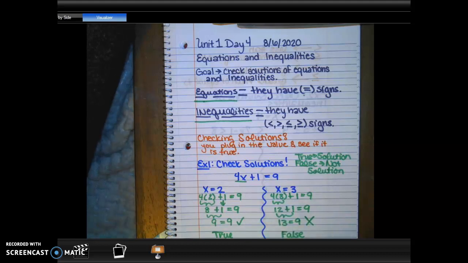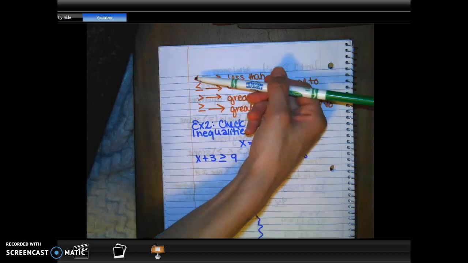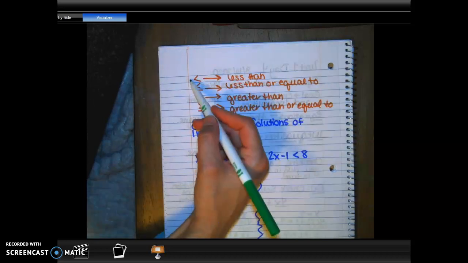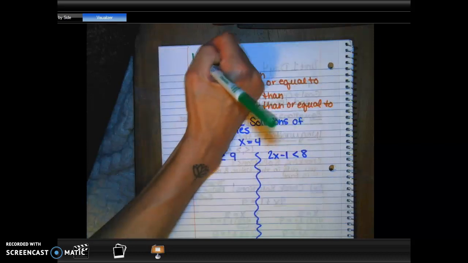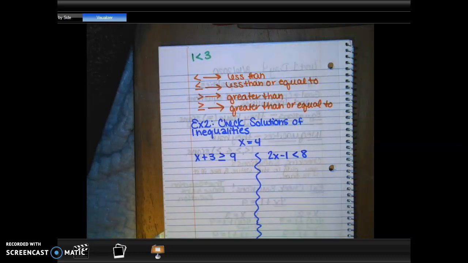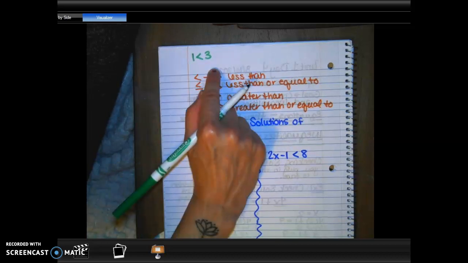Okay? All right, so let's move on to inequalities. Here's what specifically each of these signs mean. When it's pointing to the left or pointing to anything over here. So let's say I said something like this. You would read this as 1 is less than 3, okay?